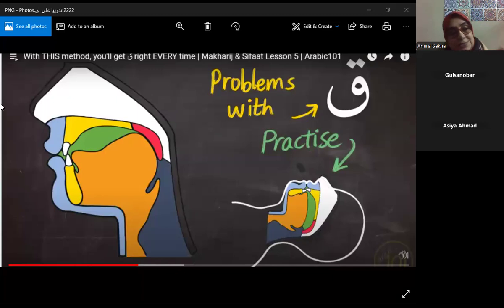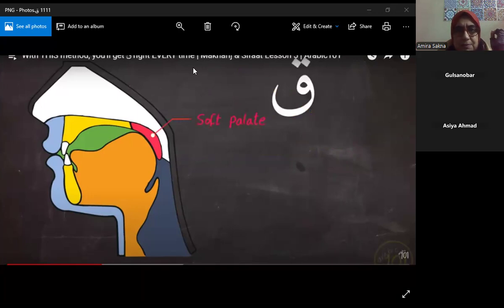Let's go to letter kaf, which is coming out from the same area. Before I leave letter qaf, I will wait until you can see the picture. Now you can see.